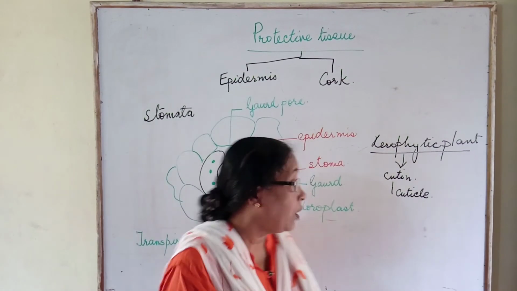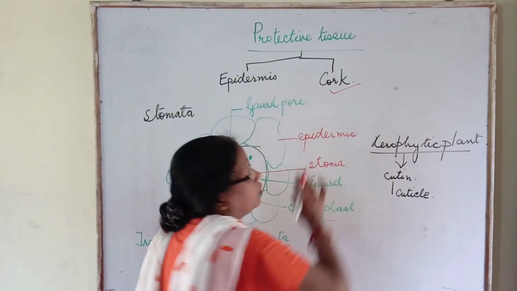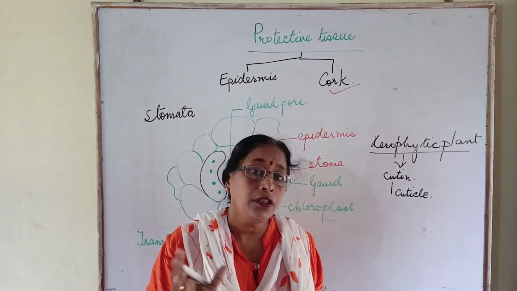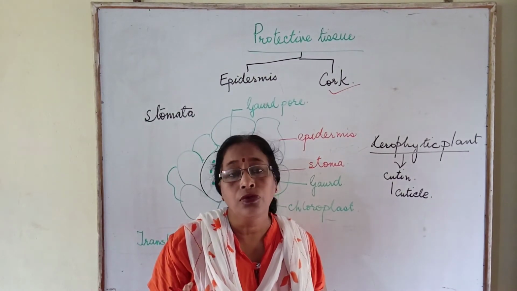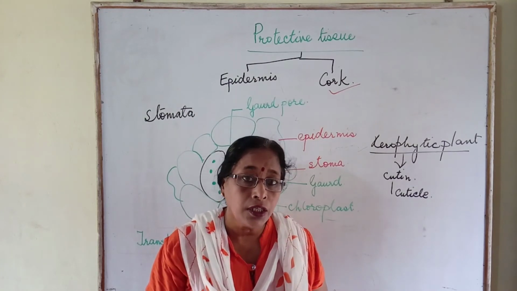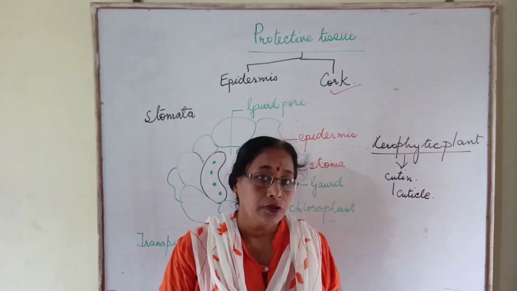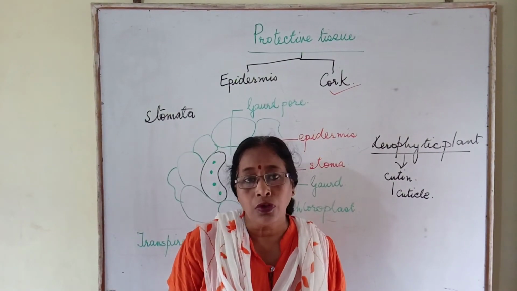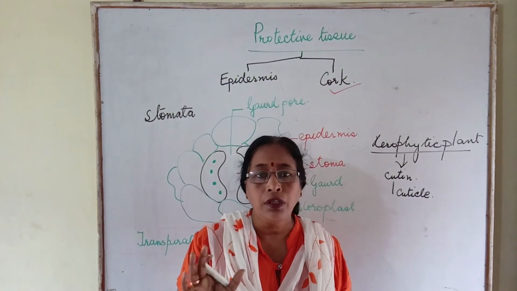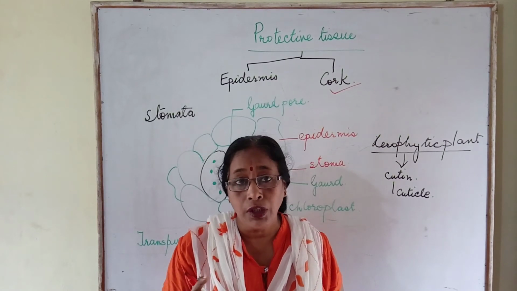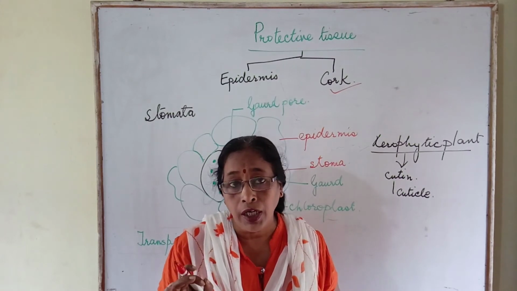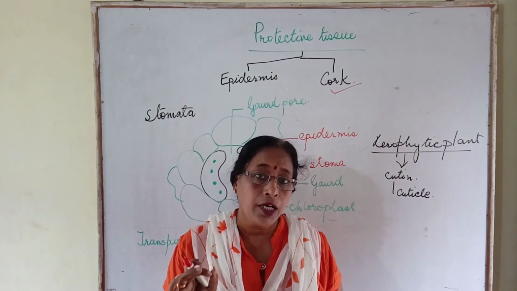Now let us know about the cork. The cork is made up of dead cells, and it is found in the older tissues of the roots and the stems. It is made up of secondary cambium. The secondary cambium is composed of secondary lateral meristem. The cork cells don't have any intercellular spaces between them; that is, they are very compact. Their main work is to provide protection to the plant parts.